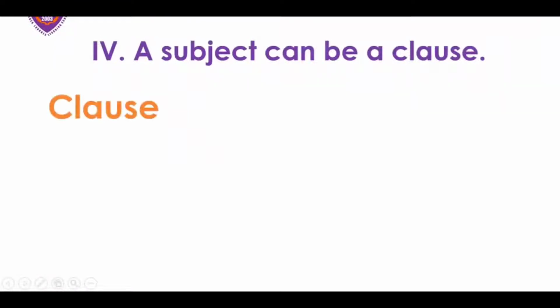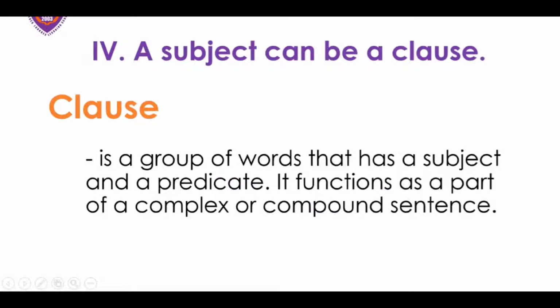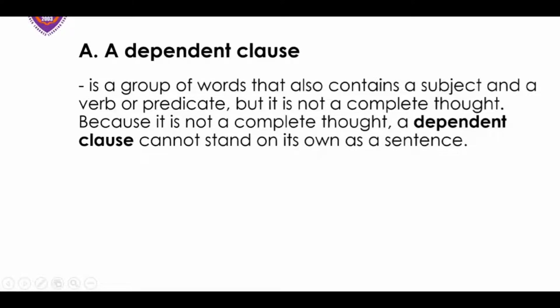What is a clause? A clause is a group of words that has a subject and a predicate. It functions as a part of a complex or compound sentence. A dependent clause is a group of words that also contains a subject and a verb or predicate, but it is not a complete thought. Because it is not a complete thought, a dependent clause cannot stand on its own as a sentence.